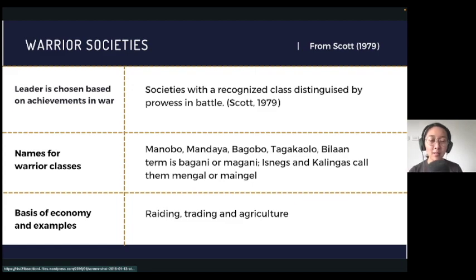And in our present understanding of hero, you don't exactly need to be good in battle to become a hero. So you can see through time, these words have evolved to contain different meanings. But during this time, the early colonial or pre-colonial period, to be a bagani or a magani means to be a warrior. Now, their basis of economy and examples, of course, include raiding, trading, and agriculture.